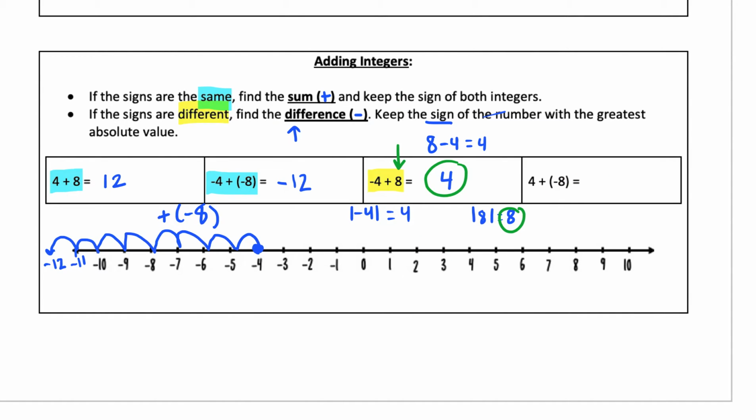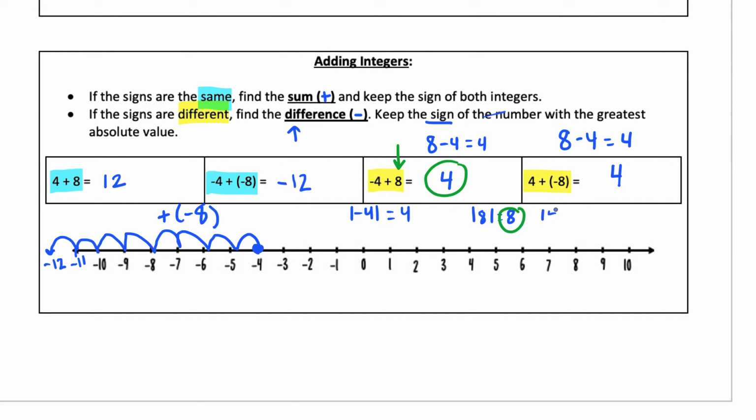In my next problem, my signs are different again. I have positive 4 and negative 8. So I'm going to do the same process. I'm going to first find their difference. So if I just ignore the signs and think about 8 and 4 and find their difference, that's 4 away. So I know I'm going to be dealing with a 4. But now I need to decide, is it a positive 4 or a negative 4?